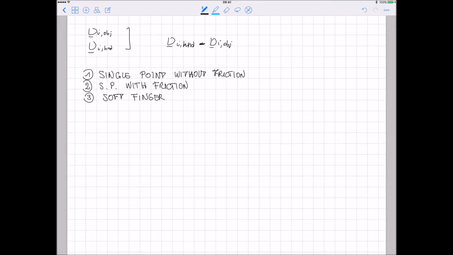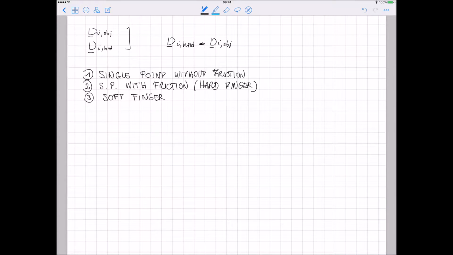The single point with friction, that is sometimes called hard finger, is used when I have a hard surface but I have friction, for example a hard steel surface but with a roughness that allows a higher level of friction.